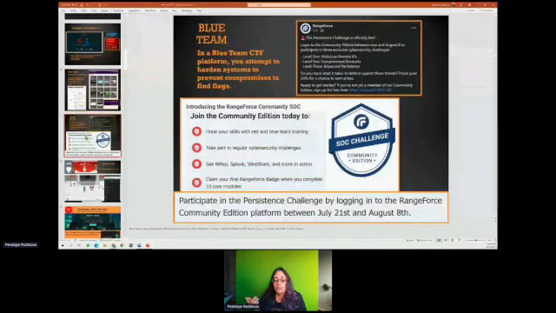There are also blue team challenges, and I keep looking to go into Range Force, and I have to admit I still haven't gotten there. They do have different games all of the time, so you just need to go in and check and see if something is happening.